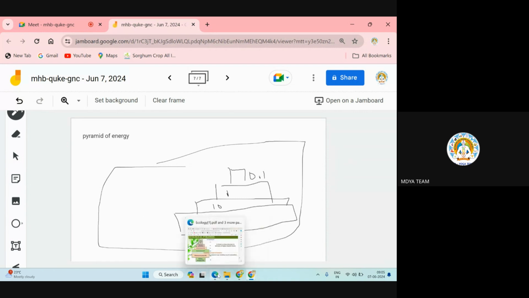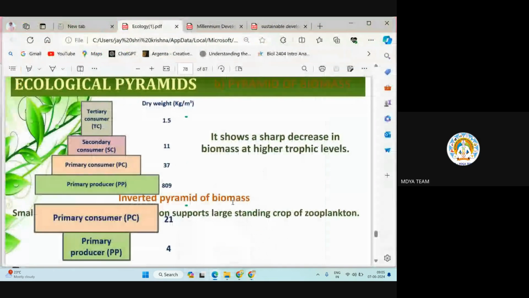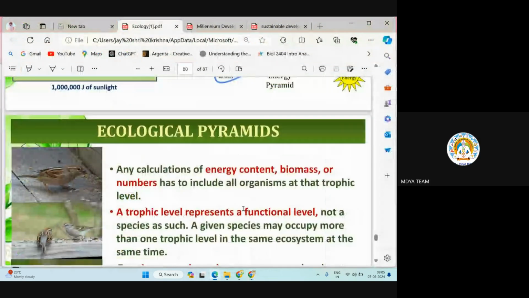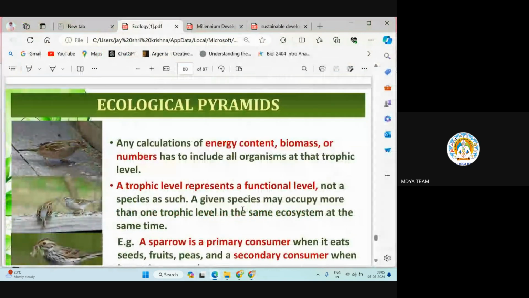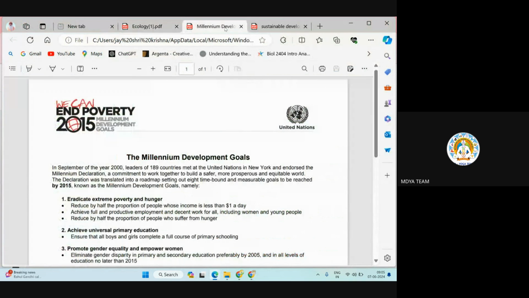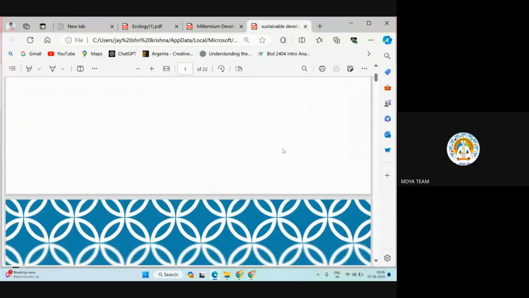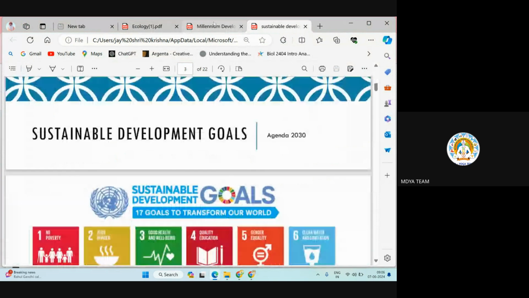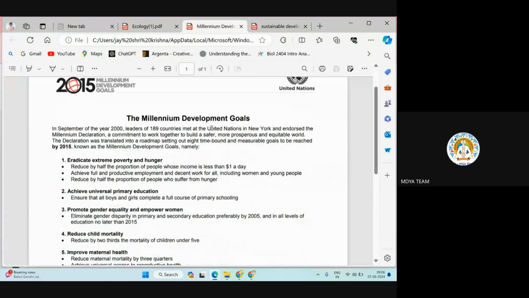Okay, so we have almost finished the ecosystem, the most lengthy part of this environment, or we can also say a kind of important part of this ecosystem. Now, let's talk about Millennium Development Goals and Sustainable Development Goals. What are Millennium Development Goals and what are Sustainable Development Goals?